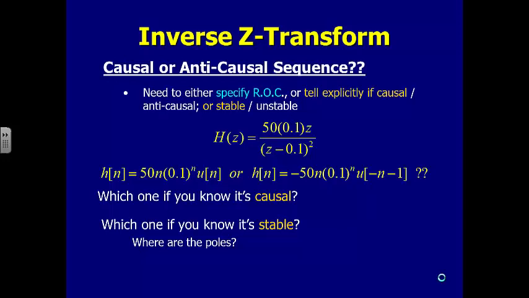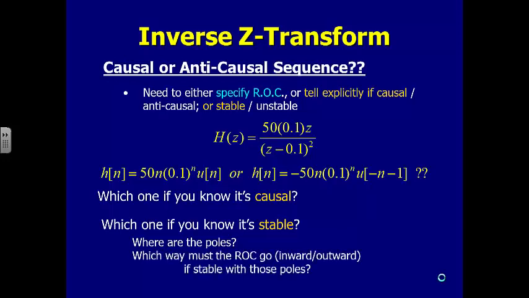But as you probably would guess, the most likely case we're going to be dealing with causal systems, so they'll have causal unit sample responses. We're going to be dealing with stable systems because unstable ones aren't that interesting to us. We try not to design those. So pretty much the causal case will be what we're after.